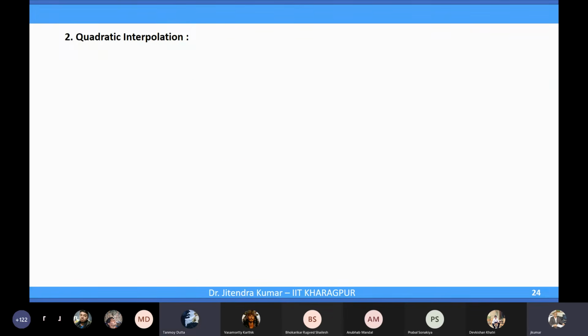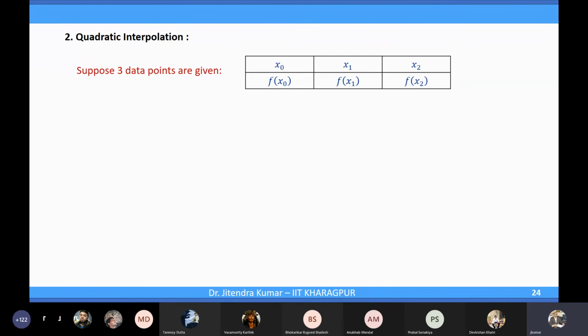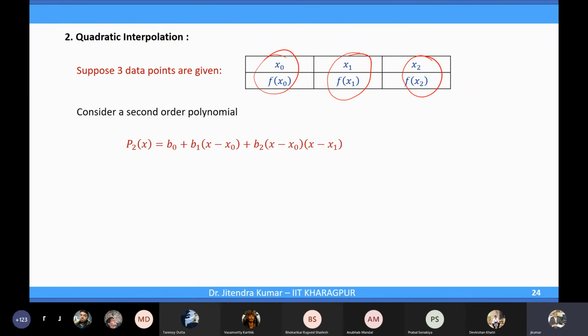If we go to the quadratic case, when three data points are given, x0, f(x0), x1, f(x1), and x2, f(x2), now three data points are given. So in this case, we will consider a polynomial of degree 2: b0 + b1(x - x0) + b2(x - x0)(x - x1).